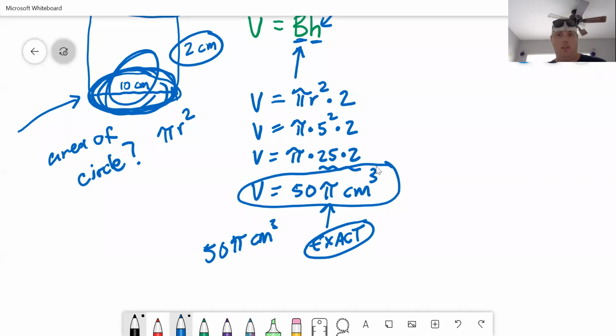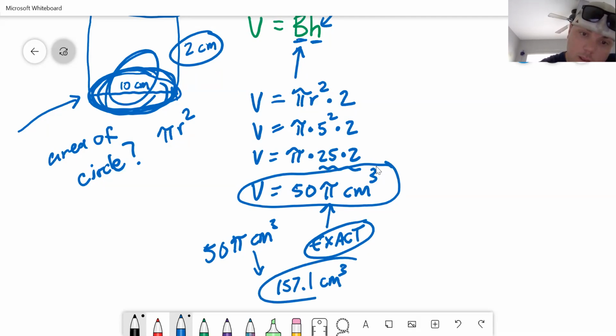So we punch that in and you guys should be getting 157 point, and we usually just have you round to the tenth place, so the first decimal spot. So we'll just keep doing that. So we'll say 157.1. So this is approximately 157.1 centimeters cubed, okay? And that's going to be our volume of that cylinder.